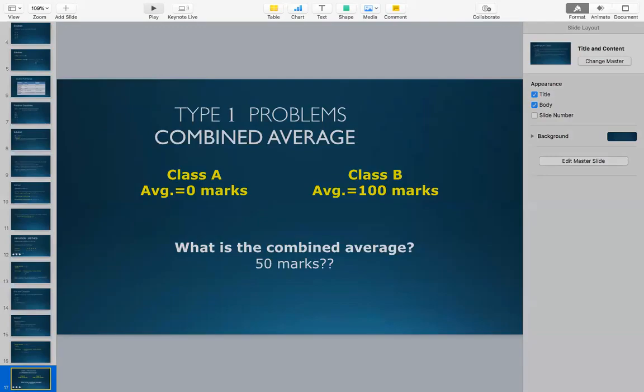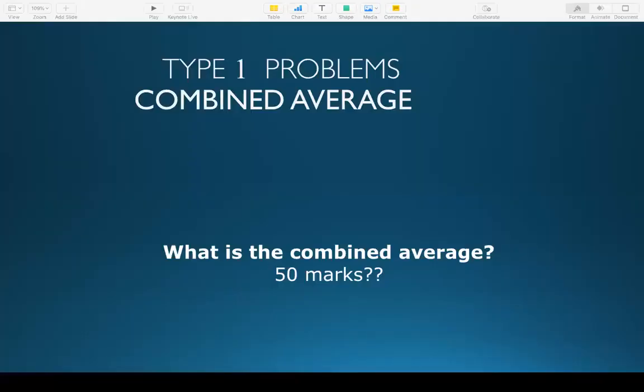I have a small question for you. This is based on combined average. Let's assume that there is a class which has an average of 0 marks. Let's say I conducted a test, and that test also had negative marking. So the average marks of the class came out to be 0.